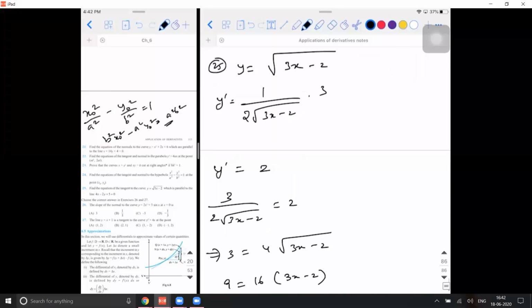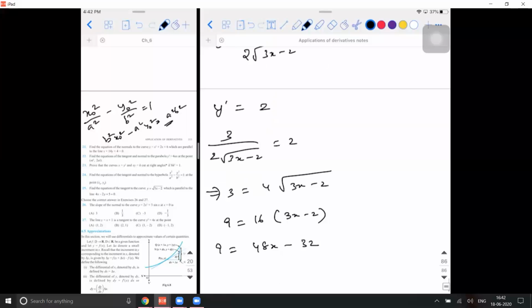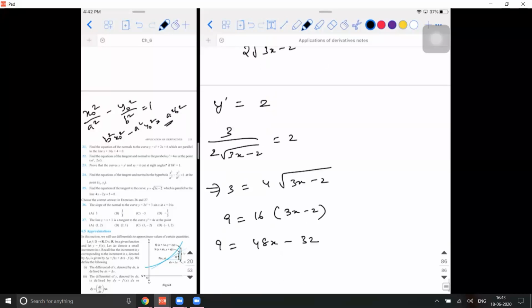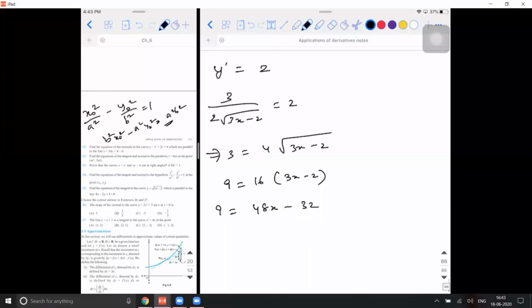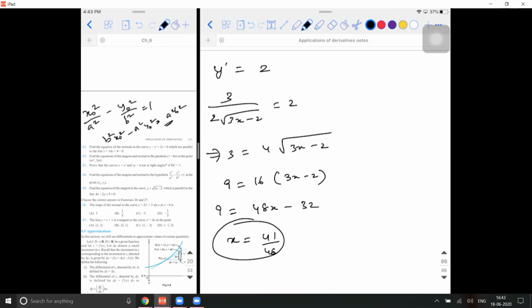Right. 1 by 2 root of 3x minus 2 into 3 is chain rule. Y dash is equal to 2. So y dash is 3 divided by 2 into root of 3x minus 2. So x will be equal to 41 divided by 48. So when the value of x is 41 by 48, what is the value of y?